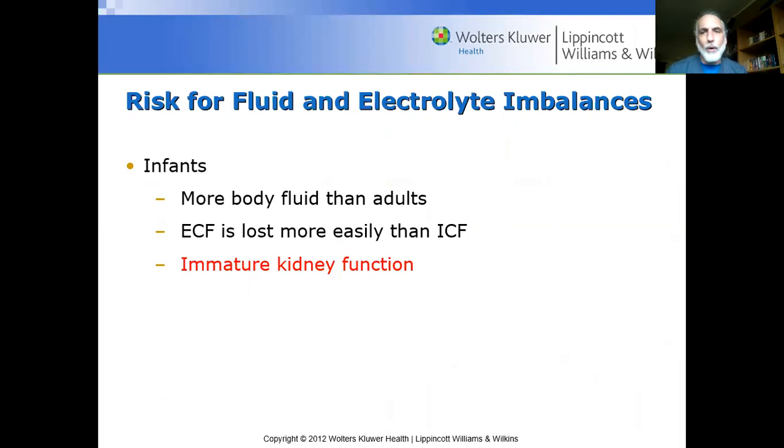Now, we're almost down to the end here. Risk for fluid and electrolyte imbalances. Infants, okay, they're juicy, right? More body fluid than adults. That's why they take longer to cook. Extracellular fluid is lost more easily than intracellular fluid. That's okay, that's how it works.